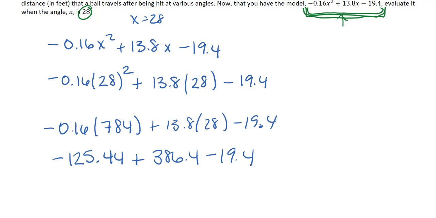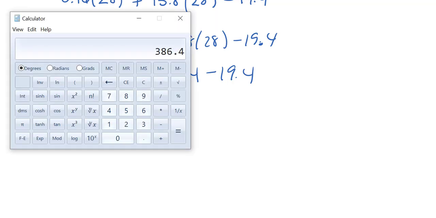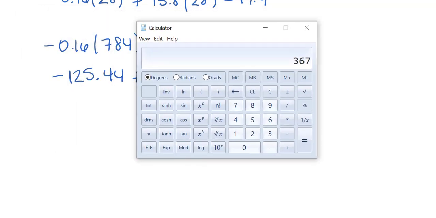So notice we dealt with the multiplication, and now we can just go ahead to our addition, subtraction step, our final order of operations. So let's go ahead and solve. So we have 386.4. Let's go ahead and subtract this 19.4. And then we can also add this negative 125.44.